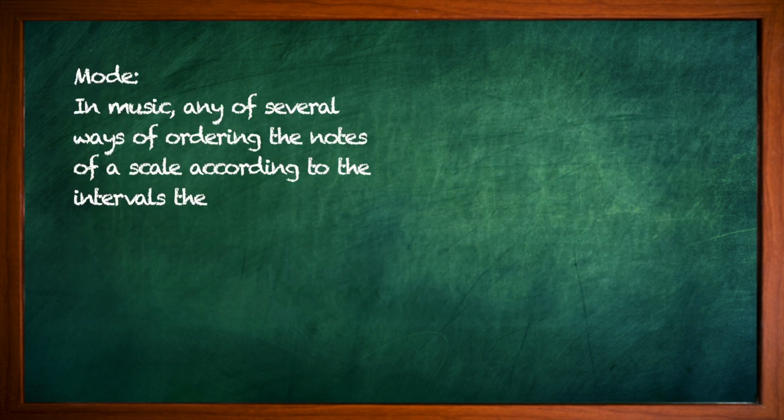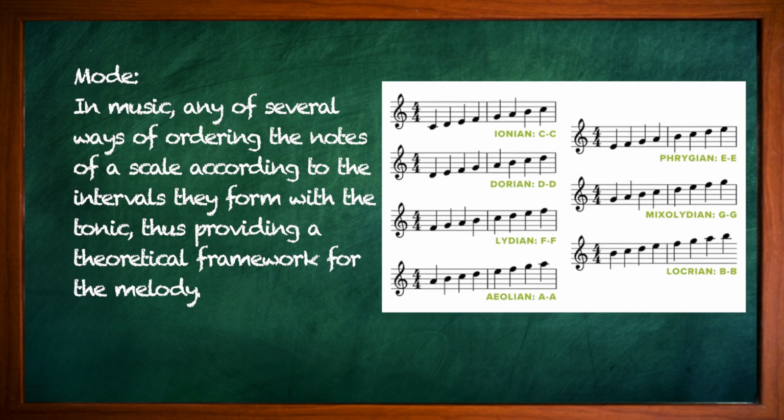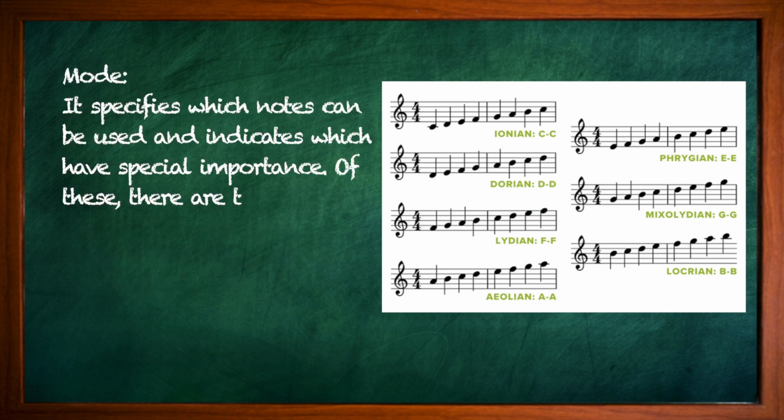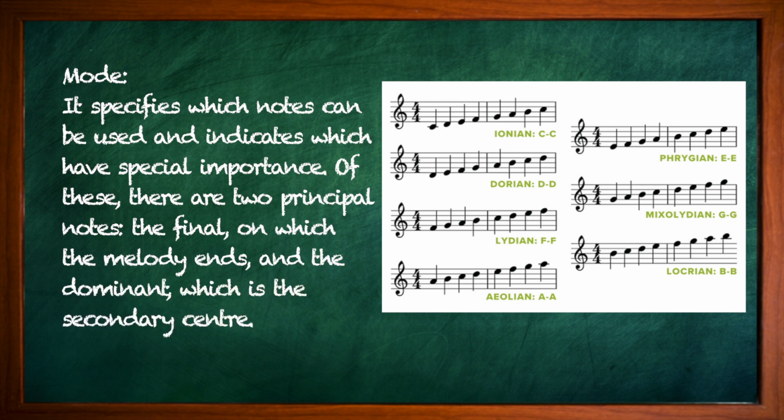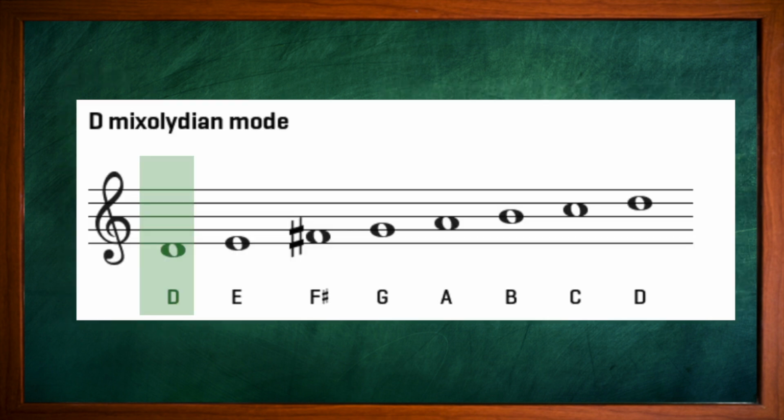Mode, on the other hand, is defined as, in music, any of several ways of ordering the notes of a scale built on different scale degrees, thus providing a theoretical framework for the melody. It specifies which notes can be used and indicates which have special importance. Of these, there are two principal notes, the final, on which the melody ends, and the dominant, which is the secondary center.